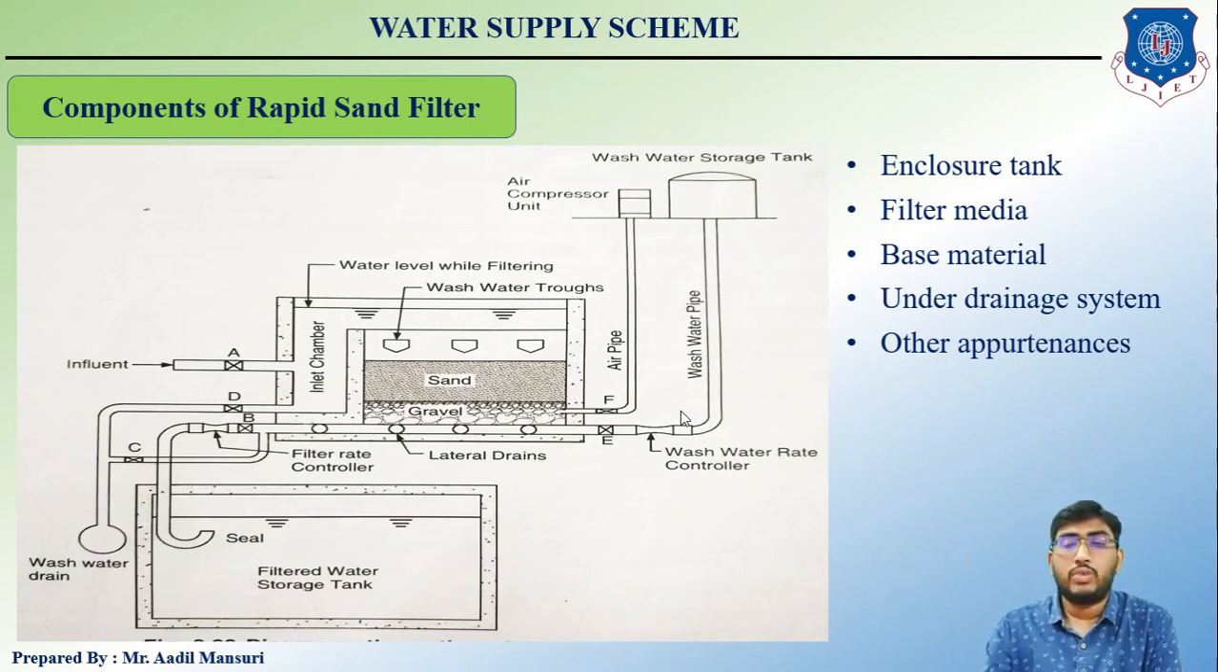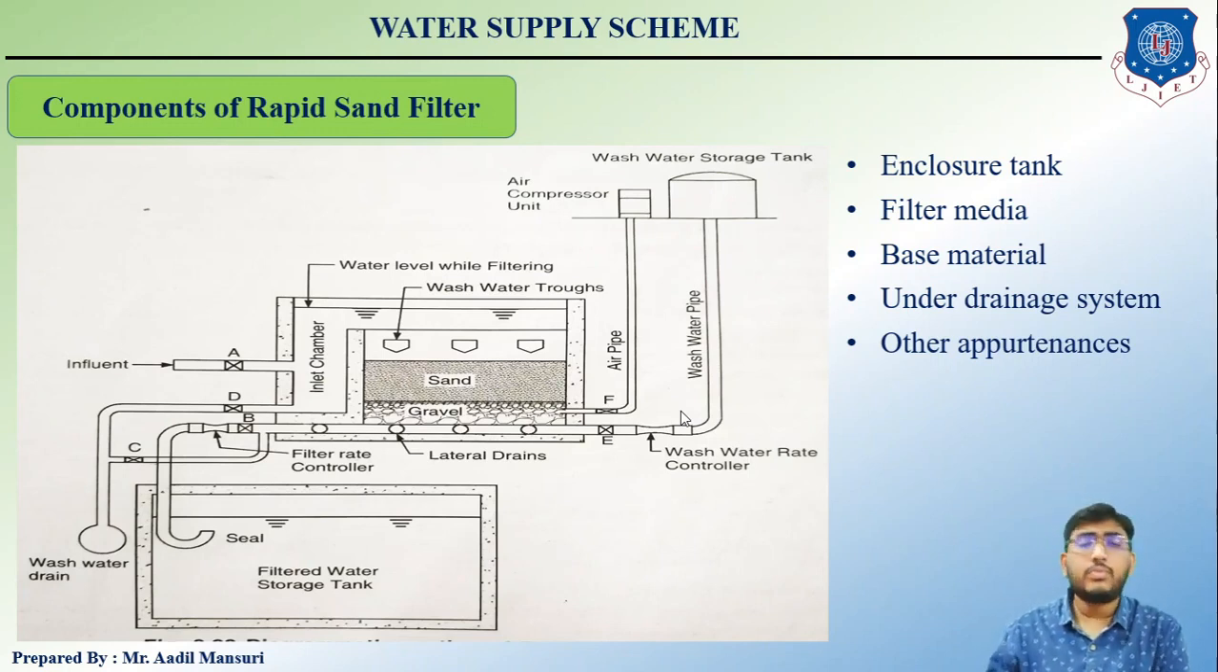Now talking about the filter media. As we all know, filter media will consist of sand layers, and the depth of sand layers will be 60 to 90 centimeter. Size of sand will be 0.35 to 0.6 mm, and number of filters can be obtained using the equation n equals square root of Q, that is the quantity of water required for filtration per hour, divided by 4.69.